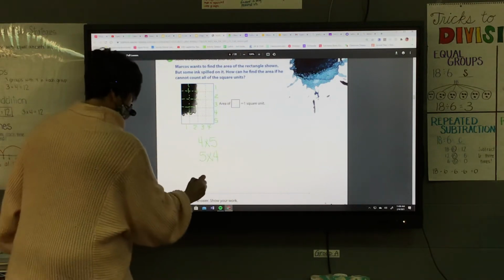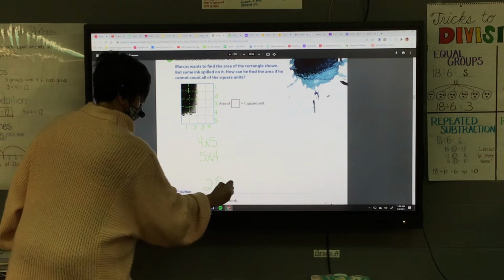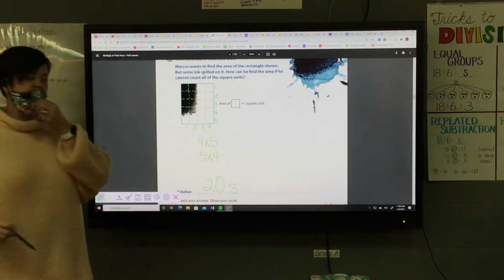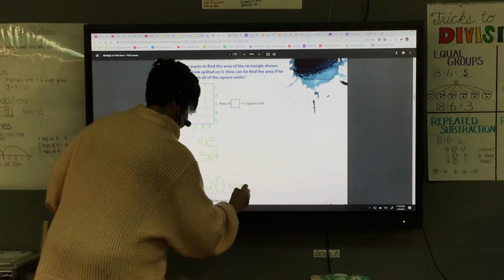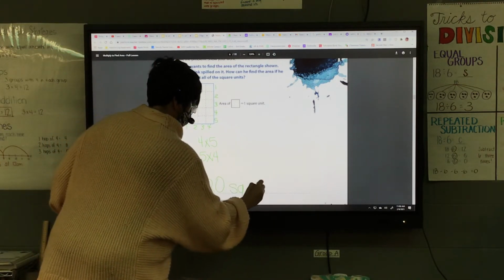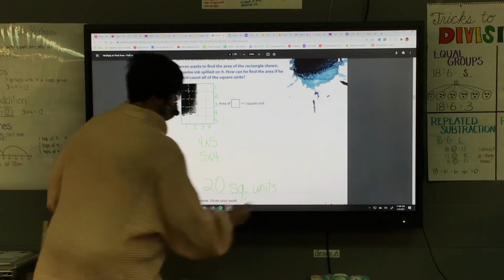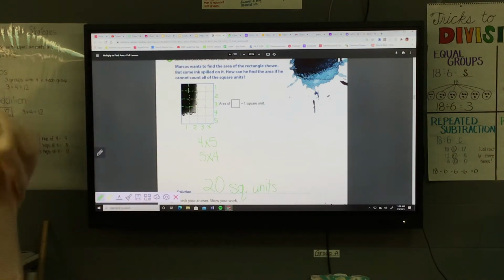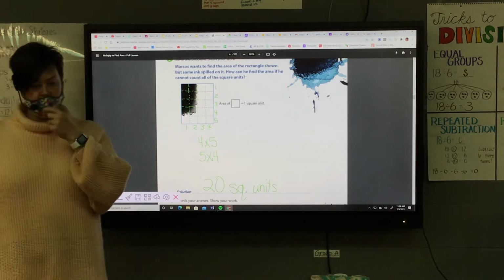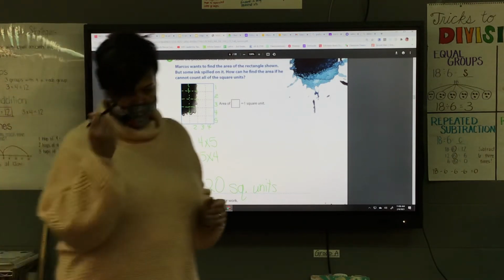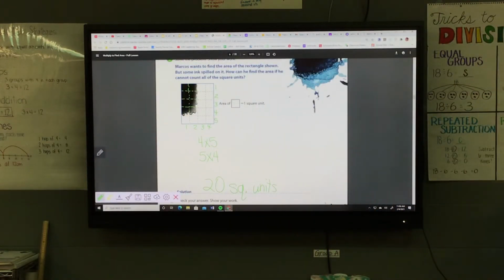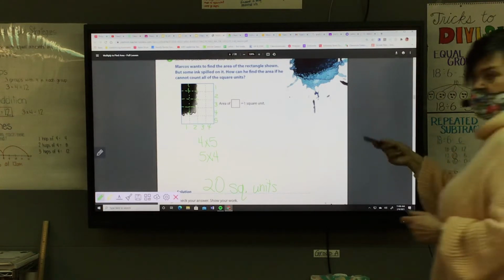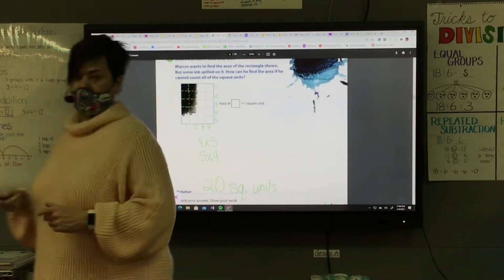20. 20 what? Square. How can I abbreviate square? SQ. Thank you. SQ, period, and then units, because that's what it's being measured in. So 20 square units. Did you label your answer for the area? Yep. Perfect.